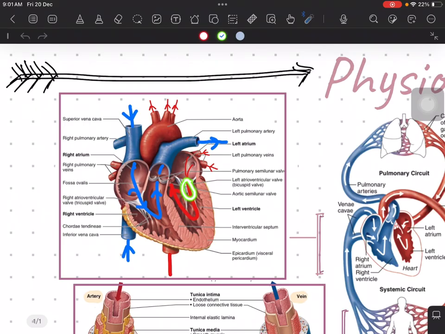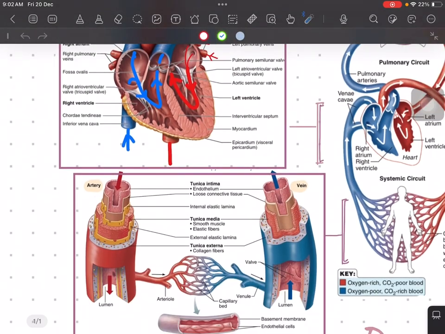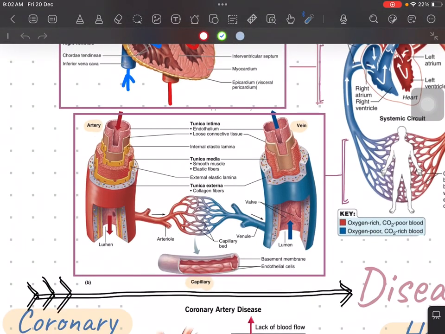bicuspid valve, aortic semilunar valve, left ventricle, interventricular septum, myocardium, and last one, epicardium, visceral pericardium. So the structure of the blood vessel, which are artery, veins, and capillary.